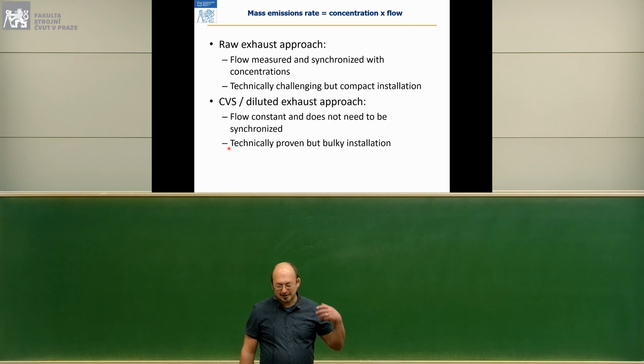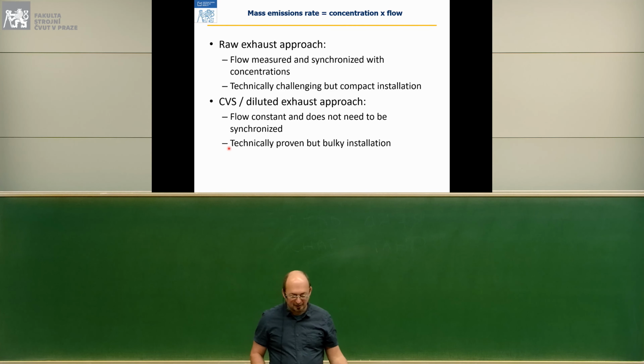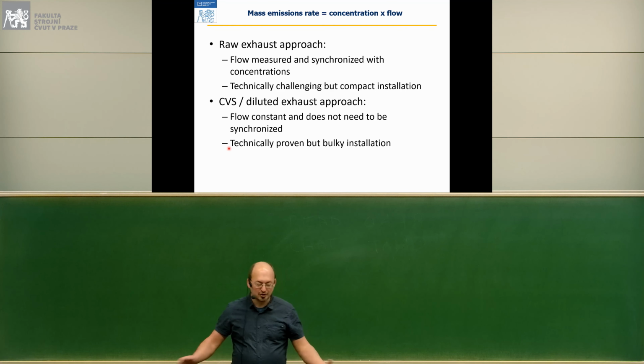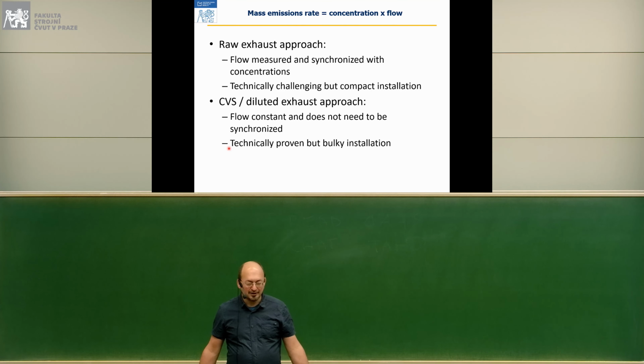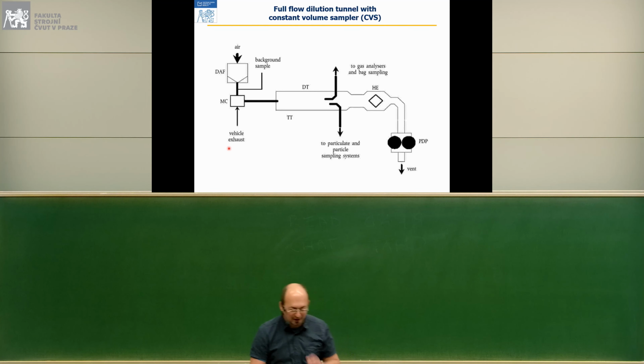And you can dilute it in a tunnel in which you maintain constant flow. So you take away the variability of the flow. The flow is constant, so you multiply constant flow by concentrations that you measure. No synchronization of data is necessary. It's technically proven. It's used for legislative purposes, but the installation is rather bulky.